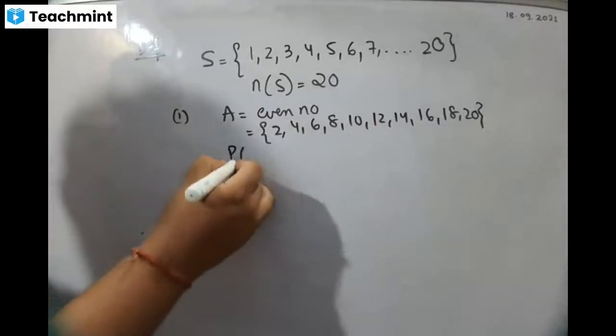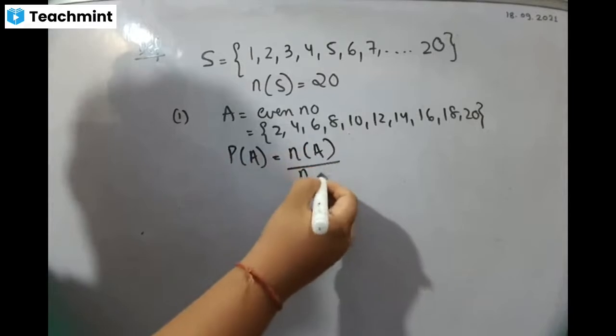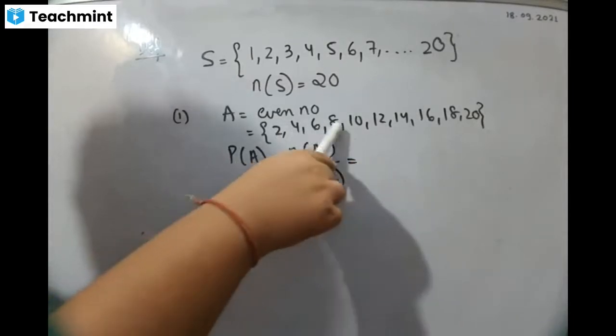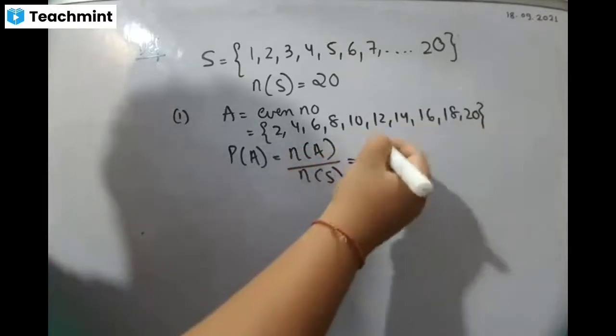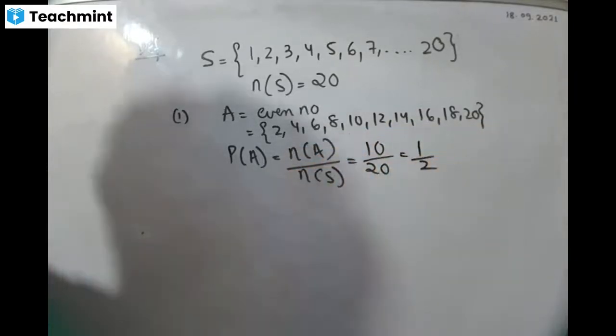So probability of A is going to be n of A divided by n of S. So what is n of A? Number of elements in A: 1, 2, 3, 4, 5, 6, 7, 8, 9, 10. So 10 divided by 20, that is a half chance, 1 by 2.